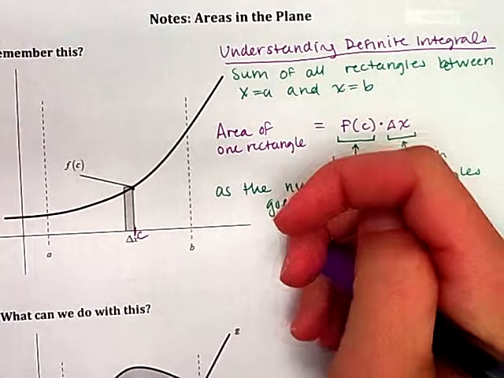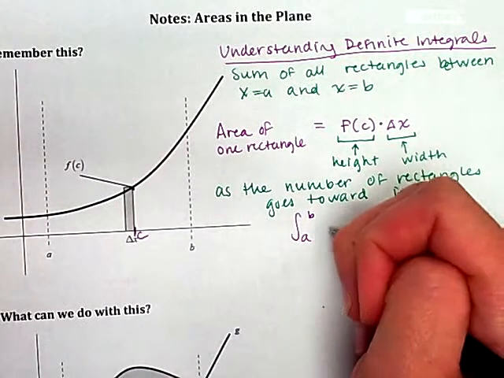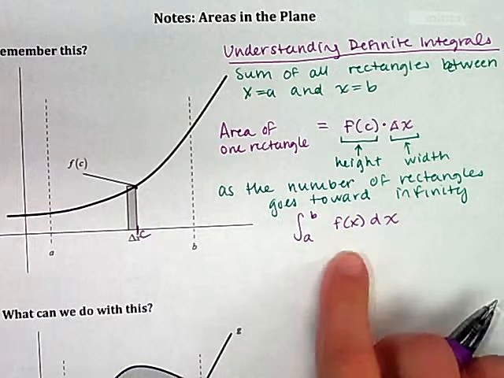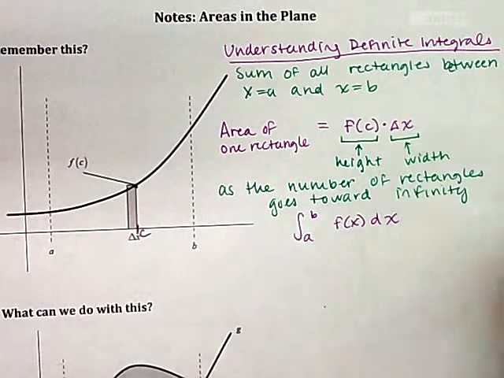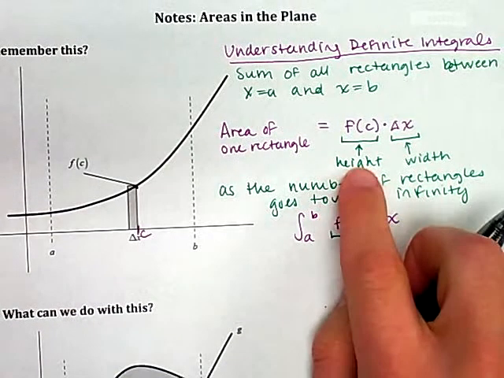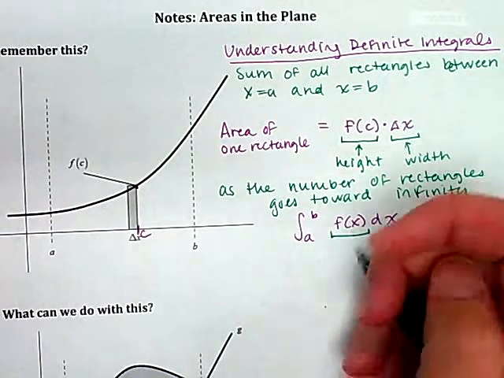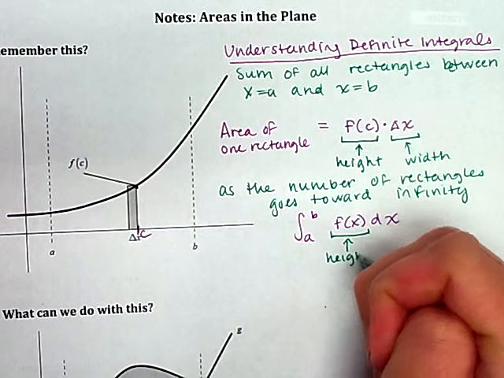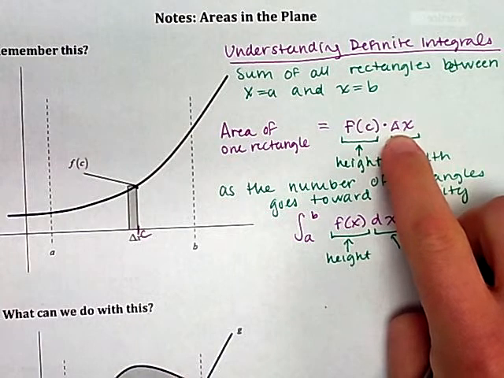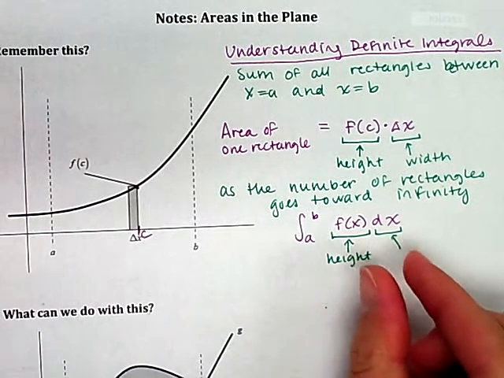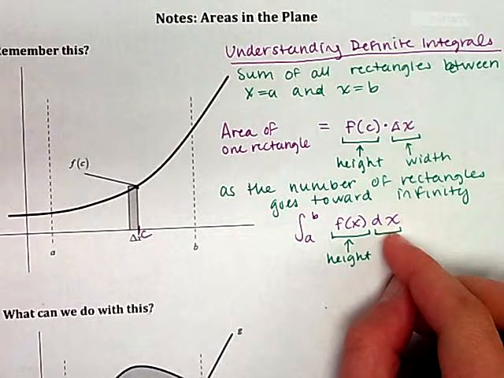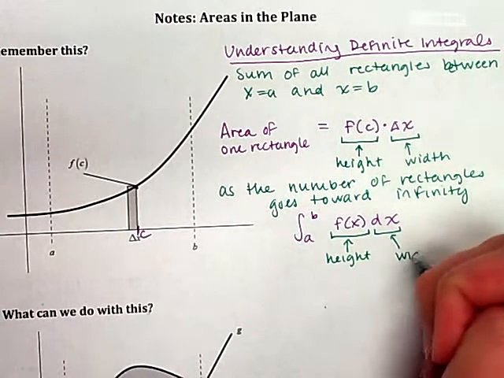So the exact definite integral would be the integral from a to b of f of x dx. And there's a relationship between this notation and our original rectangle formula. The f of x here is still representing the same thing that f of c represented in this specific rectangle. So this is still the height. And this dx stands for delta x. This dx represents that tiny, tiny change in x, and as the number of rectangles goes towards infinity, this value is getting infinitely small. Okay, so this would be our width.